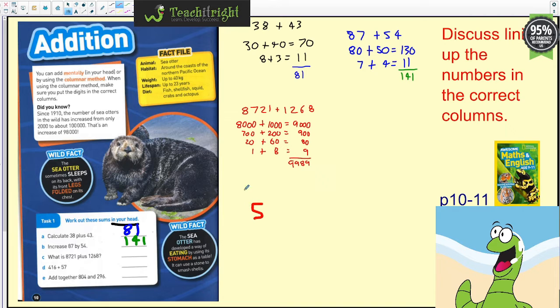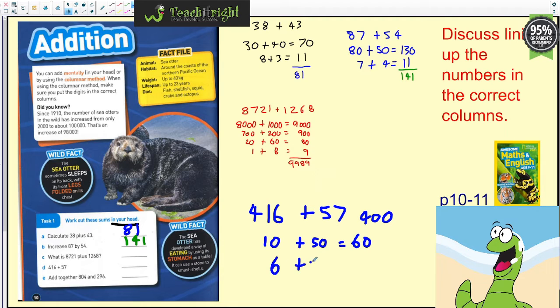So 416, oh, I've written a 5 for some reason. 416 plus 57. Again, I'm going to add the 10 and the 50 together, which makes 60. I still had the 400 left over that I've not really added anything to, so make a note of that. And then the 6 plus the 7, which is 13. So now I need to add 60 and 13 to make 73, plus 400. So that becomes 473 as my answer. Ooh, let's just fill in the 9,989 here.